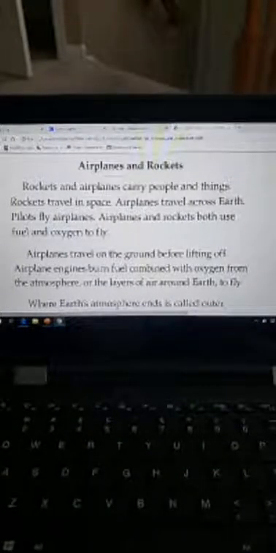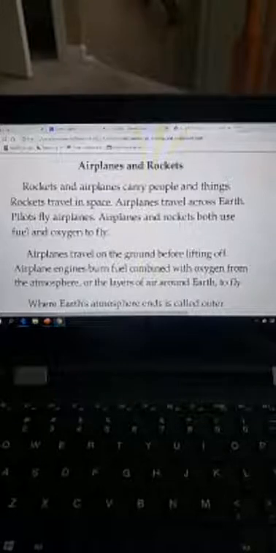Rockets and airplanes carry people and things. Rockets travel in space. Airplanes travel across Earth.